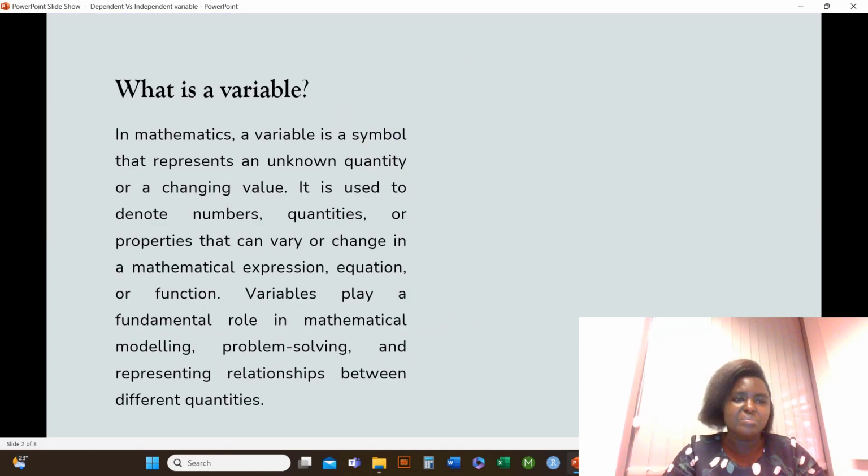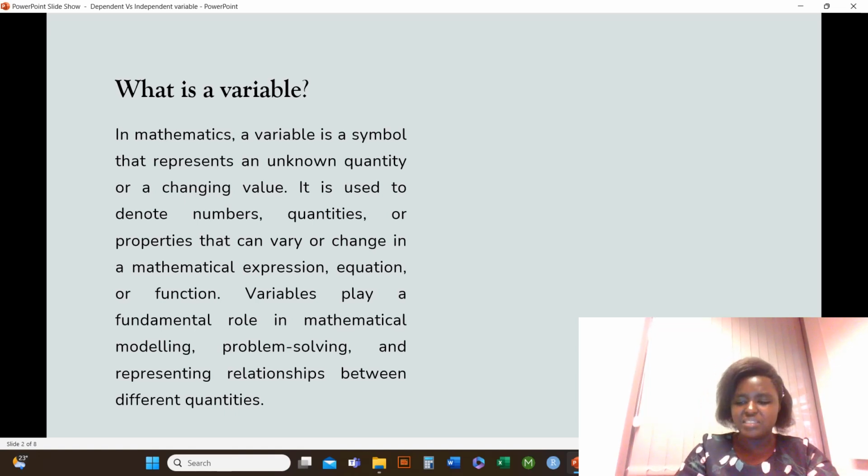What is a variable? In mathematics, a variable is a symbol that represents an unknown quantity or a changing value. It is used to denote numbers, quantities, or properties that can vary or change in a mathematical expression, in an equation, or in a function. Variables play a fundamental role in mathematical modeling, problem solving, and in representing relationships between different quantities.